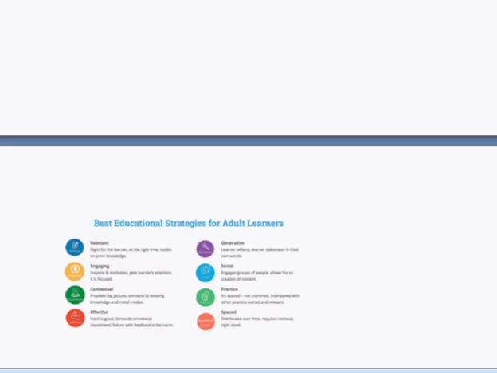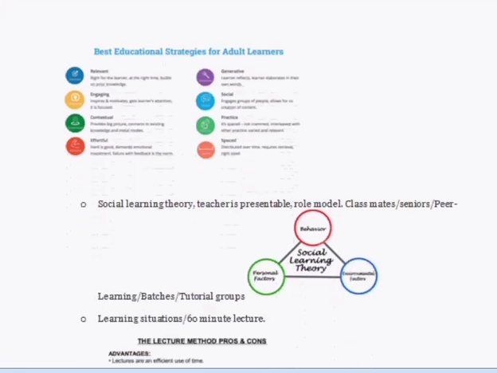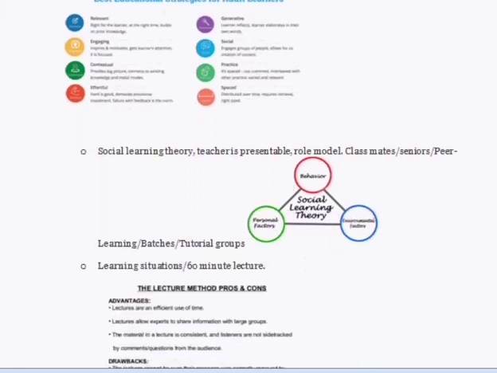Basic educational strategies for adult learners are related to relevance, engagement, effortful, social, practical, and spaced according to their needs. Social learning theory involves that teachers are role models and a person is working based on his social pressures. So the behavior, environmental factors, and personal factors make learning possible.